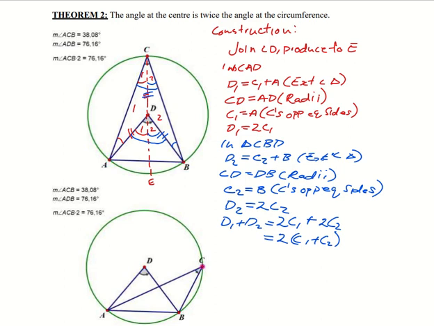So the angle at the center is made of D1 plus D2, which is equal to 2 times the angle at the circumference, which is C1 plus C2. Hence we've proved that the angle at the center is twice the angle at the circumference.